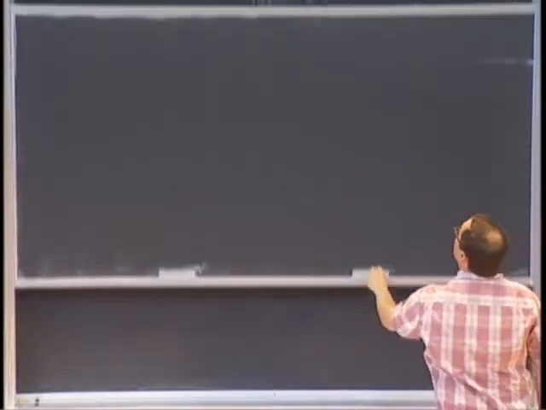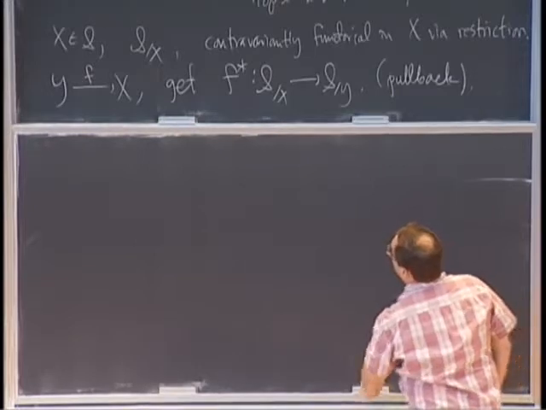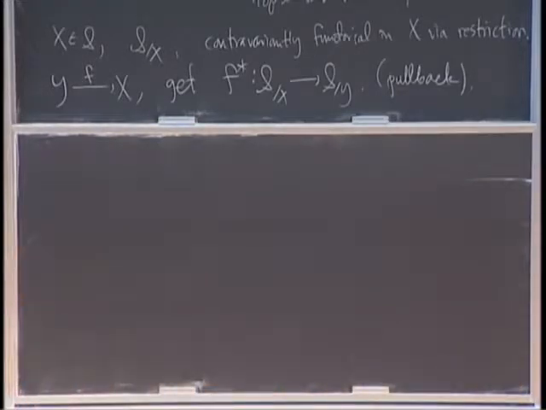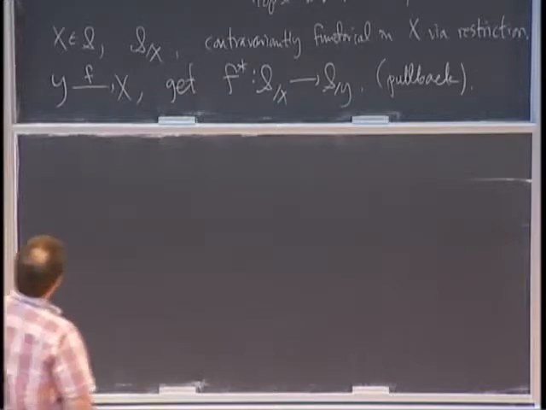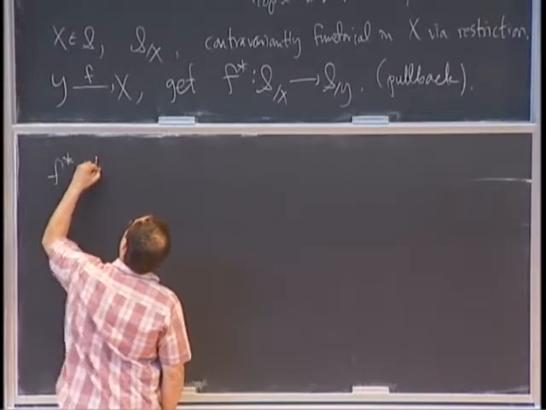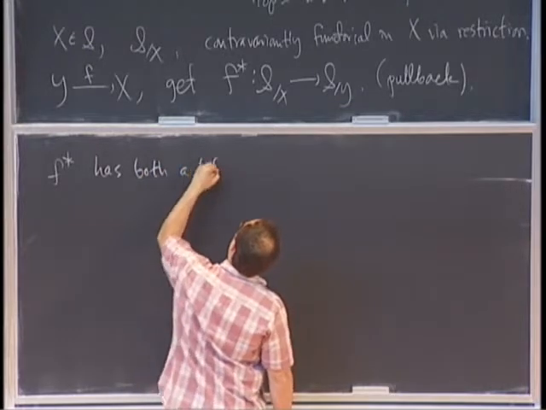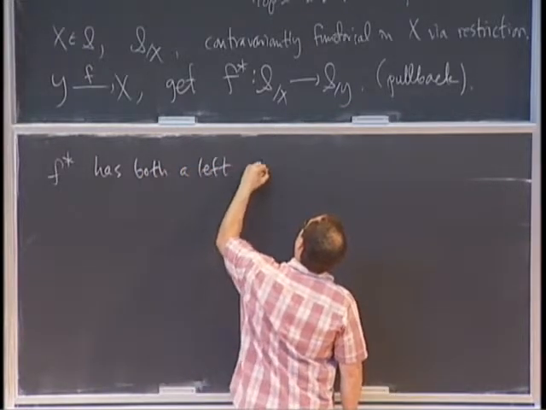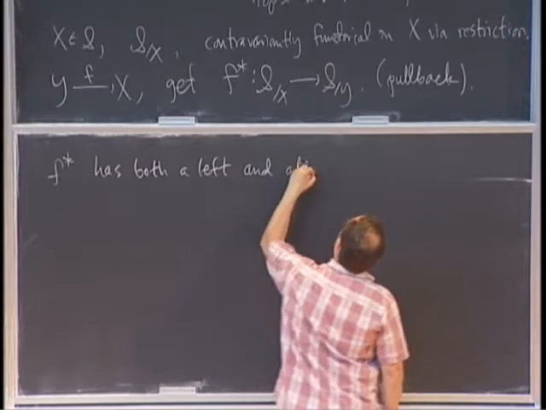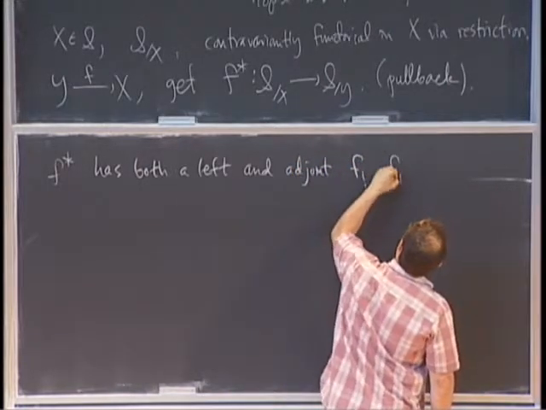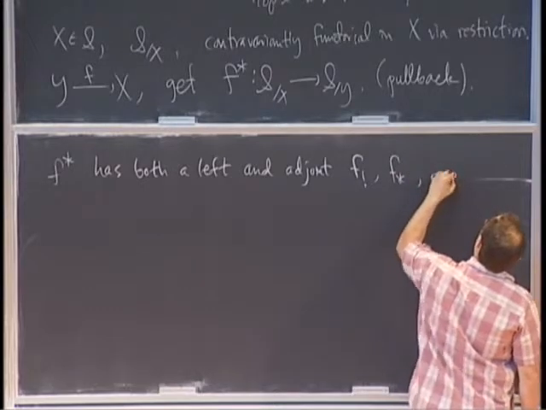And one of the most useful things in this infinity categorical perspective is that f upper star has both a left and a right adjoint, f lower shriek and f lower star, respectively.